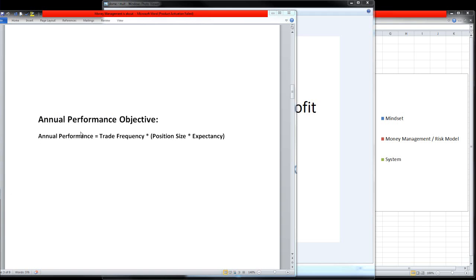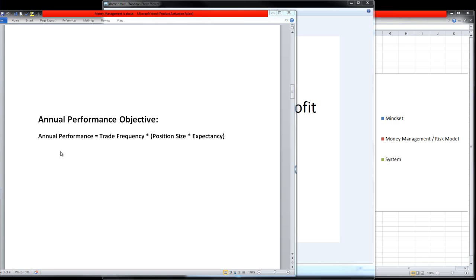Okay, so with that in mind, what I'm going to have a look at is your annual objective: 20%, 100%, 200%. And what I want to do is take some figures that you can absolutely calculate from your systematic approach, and then start to work back and determine what we're going to trade per trade, or determine our position size on an individual basis.